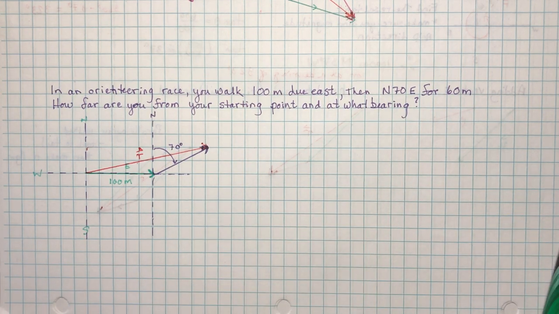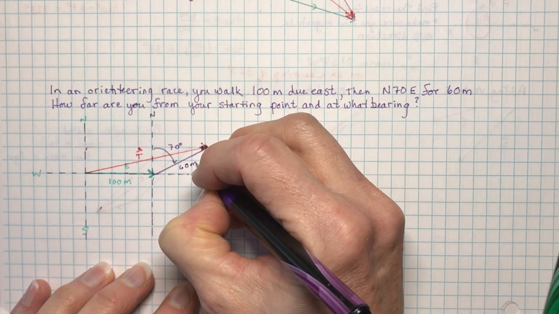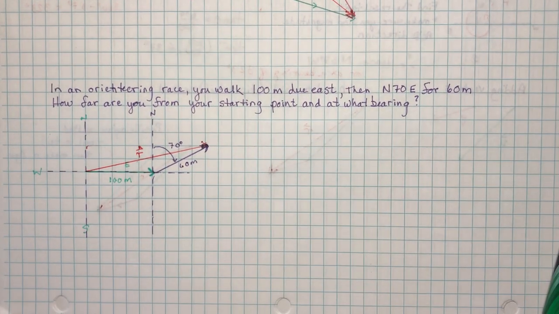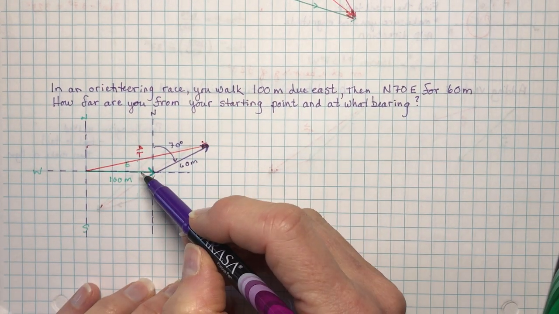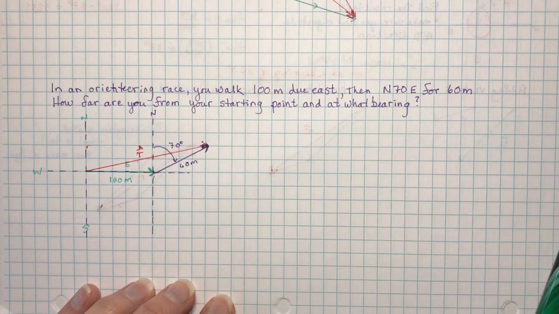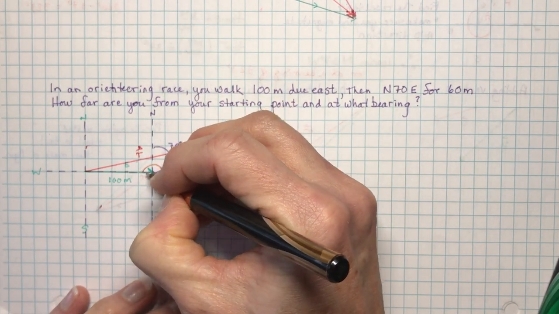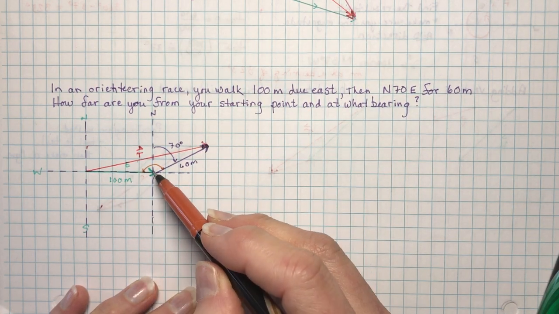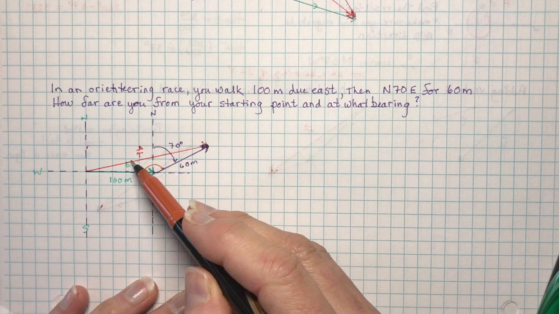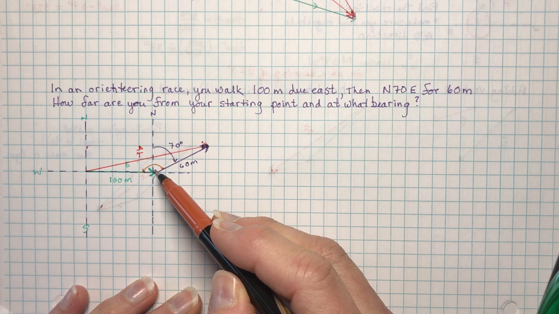So first I'm going to add a little other value here. I had 60 meters here and I have 100 meters here. So what I want to find out is this angle here. Let me find a nice color for that. Let's get this kind of rusty brown. If I know this angle right here, I can use cosine law, right? I'd have side, angle, side to find the length of R, or the magnitude of R. So how do I find this angle here?